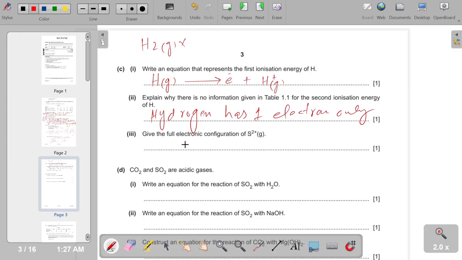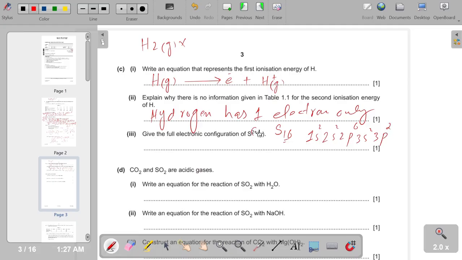Understand? Give the full electronic configuration of sulfur 2 positive. As you know, the atomic number of sulfur is 16 from the periodic table. There are 16 electrons, so it will become 1s2, 2s2, 2p6, 3s2, and 3p2. Understand?